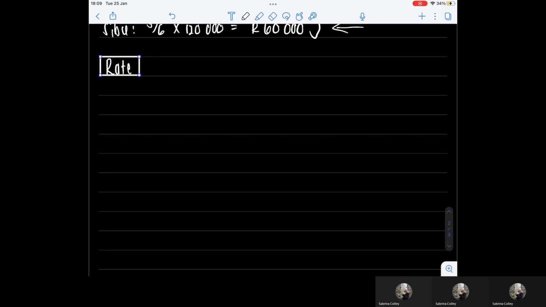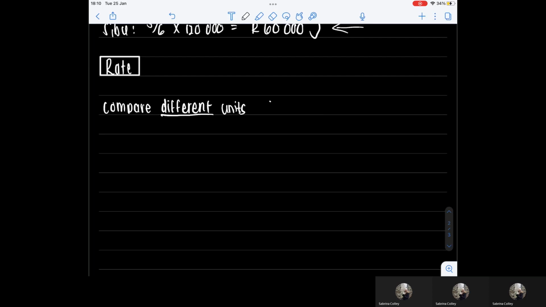All right. So with rate, we use it to compare different quantities, okay, or quantities of different units. Sorry, I spelled that wrong. Let's just rearrange this.